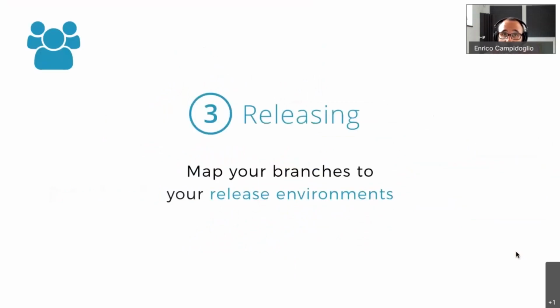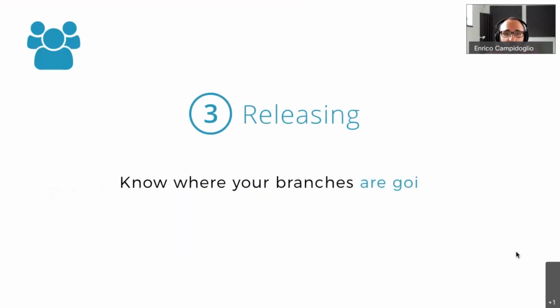Third one is releasing. This is a quick one. Now that you have multiple branches, different kinds of branches, different ways of merging, you should be aware of where the code that is in those branches is going to, which means every branch that is shared should be mapped to an environment.